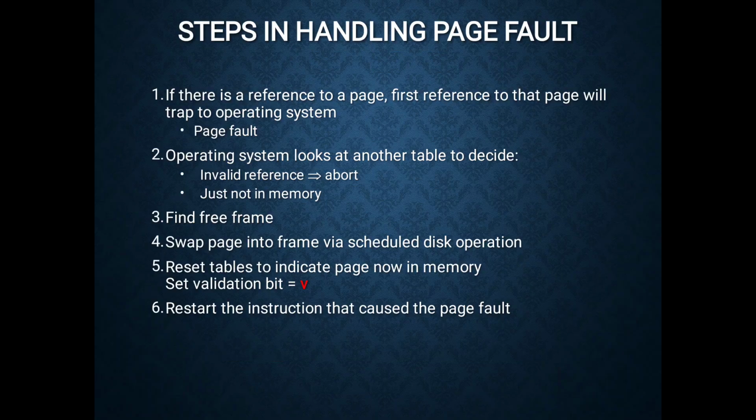Steps in handling a page fault. If there is a reference to a page, the first reference to that page will trap to the operating system. That is a page fault. The operating system looks at another table to decide whether it is an invalid reference, in which case it is aborted, or just not in memory. So find a free frame, and swap the page into the frame via a scheduled disk operation. Reset the table to indicate the page is now in memory, with the validation bit equal to 1. Restart the instruction that caused the page fault. If the page fault occurs, the needed page is referred from the shared memory, then it is copied to the main memory. Okay, so now the valid bits are set to V, so we can resume the execution.